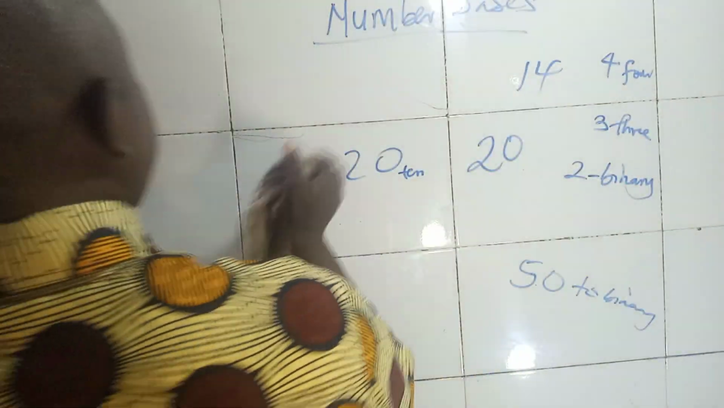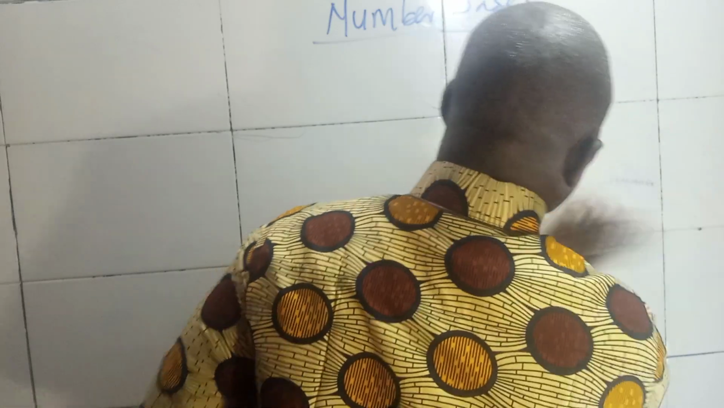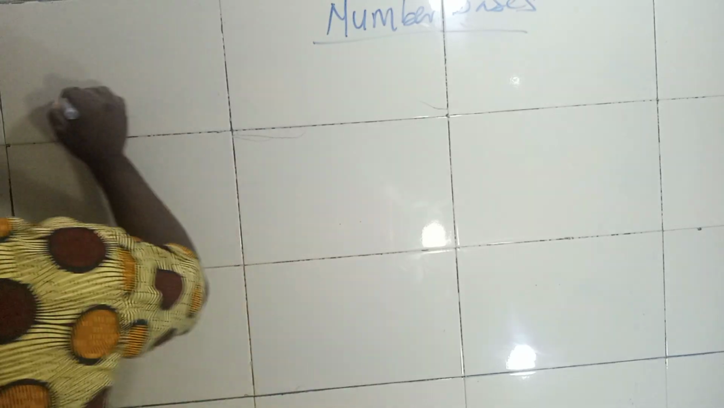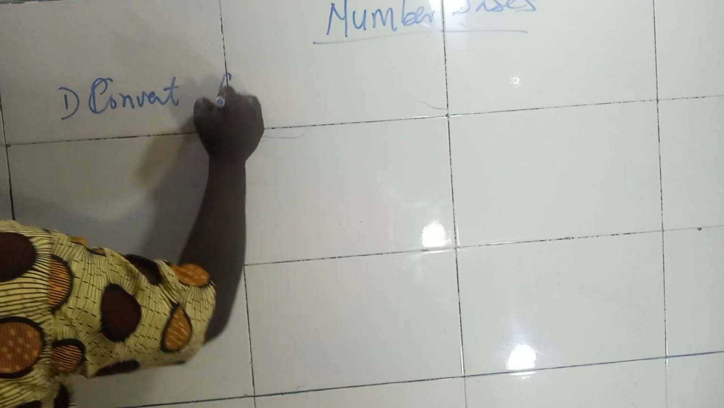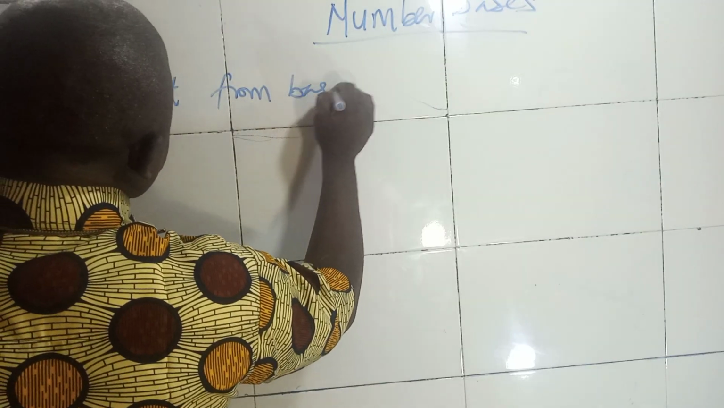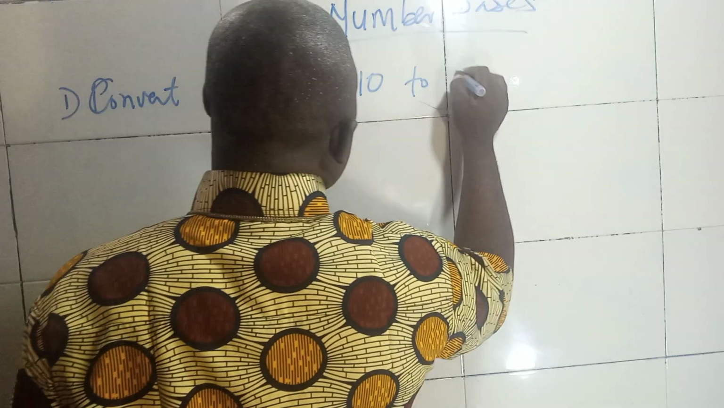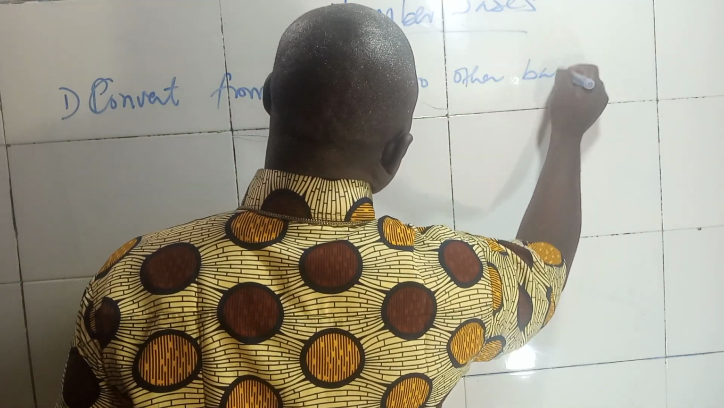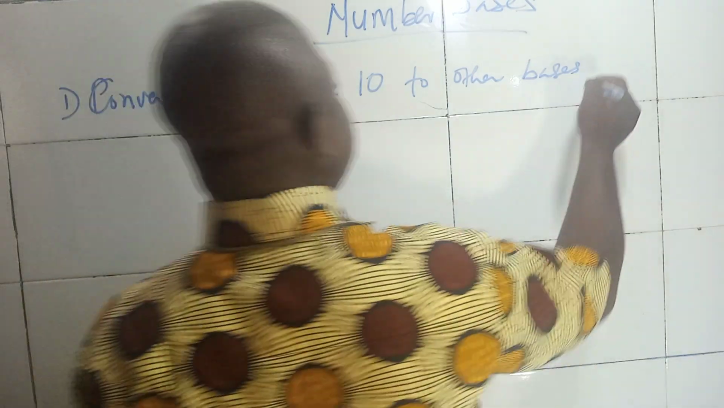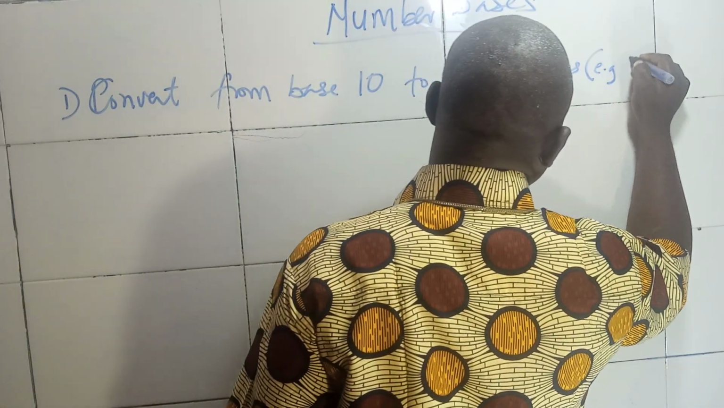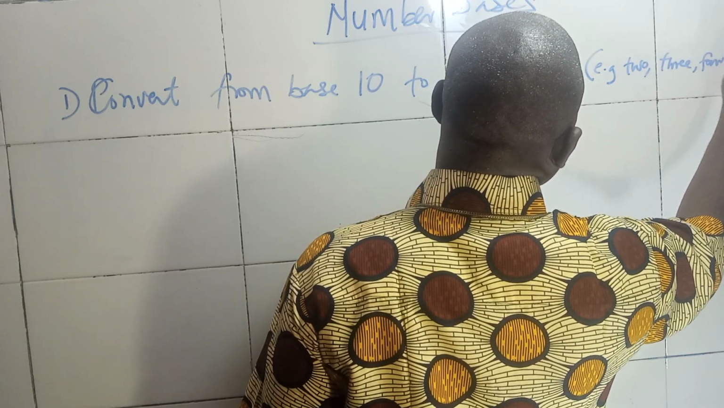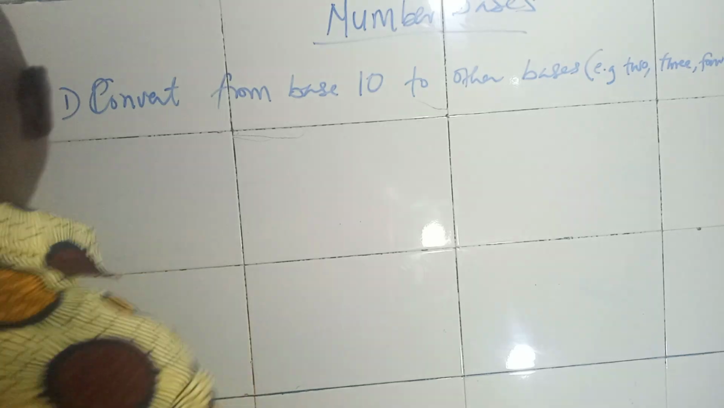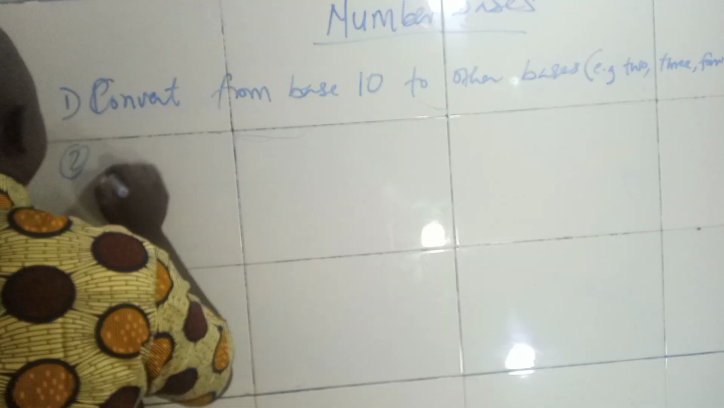So, there are three ways in which you can convert number bases. You can convert from base 10 to other bases. If I say other bases, e.g., I can say base 2, base 3, base 4, and so on and so forth.